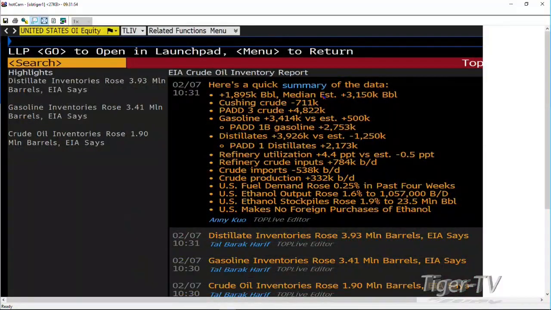The median estimate was 3.1 million barrels. We saw about 1.9. Cushing crude saw a decline of 711,000. PADD 3 crude, an increase of 4.8 million barrels. Gasoline, check that out, 3.4 million versus an estimate of only 500,000. A lot of gasoline. And then distillates, almost 4 million barrels. The estimate was a decline of 1.2 million barrels.